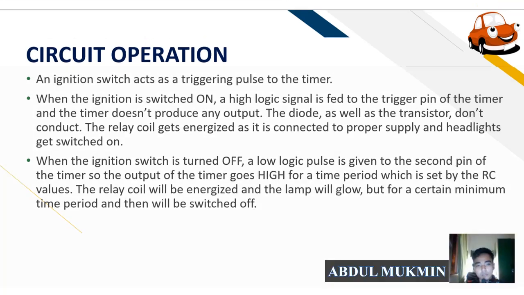First, for the circuit operation, an ignition switch acts as a triggering path to the timer. When the ignition is turned on, a high logic signal is sent to the timer's trigger pin, which causes the timer to stop working. When the ignition switch is turned off, a low logic pulse is sent to the timer's second pin, causing the timer's output to go high for a length of time determined by the RC values.